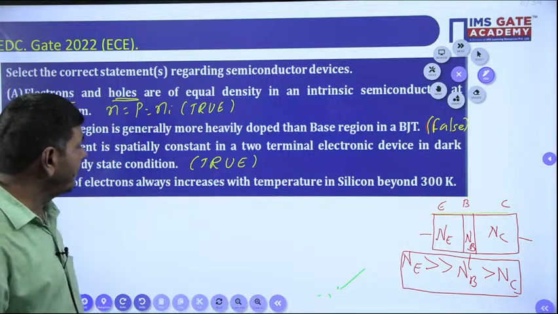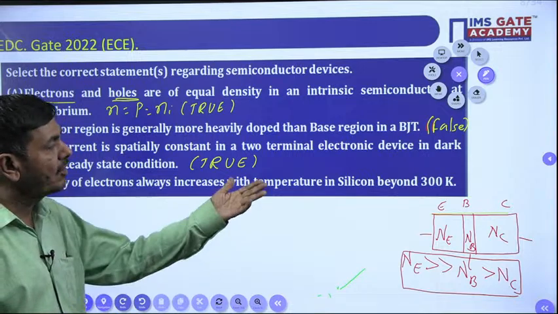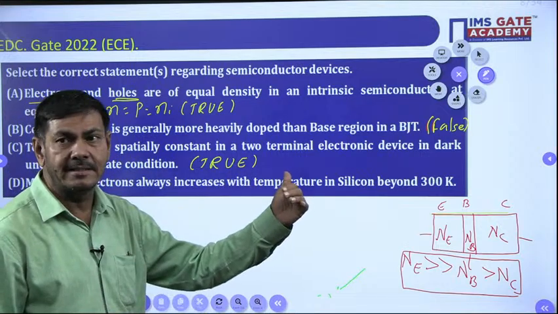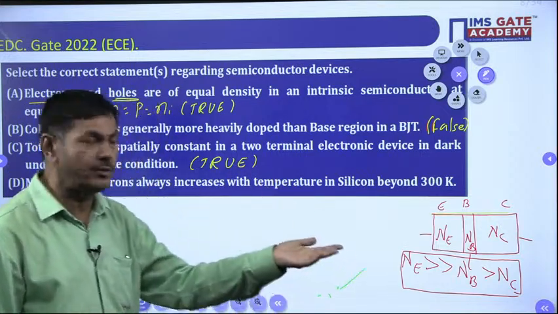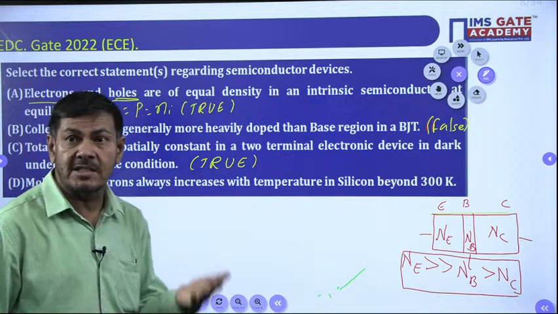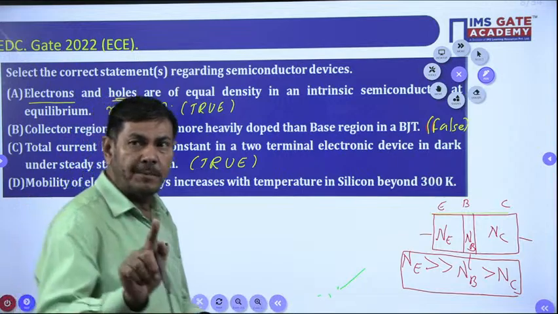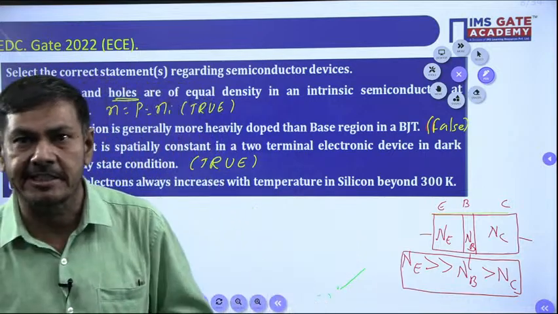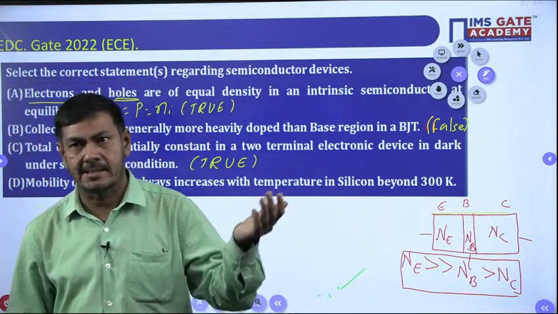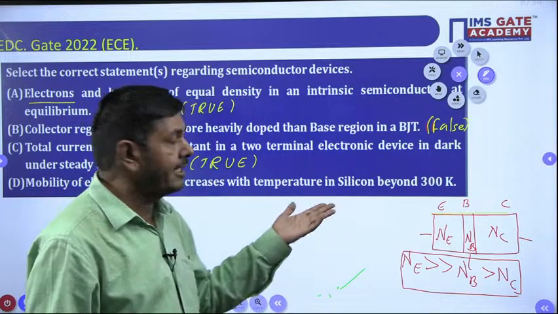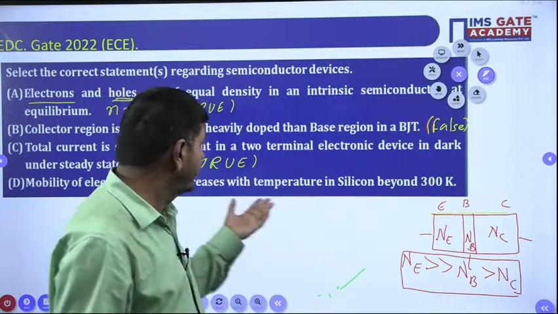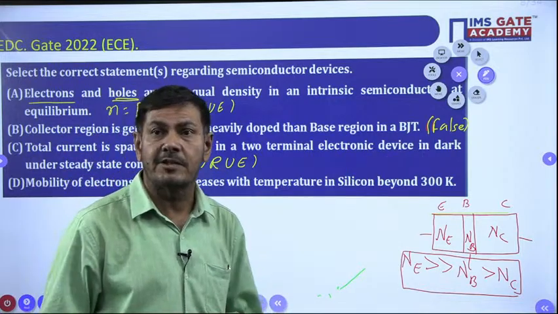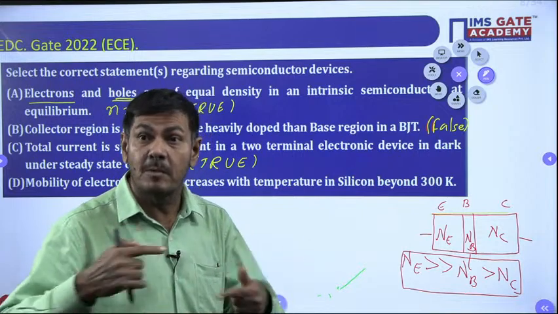And the mobility of electrons always increases with temperature in silicon beyond 300 Kelvin. That means if you increase the temperature beyond 300 Kelvin, he says the mobility of electrons also increases. We know very well that when we increase the temperature, mobility also increases, but that is up to some extent only, not for every temperature. If you maintain at less than or equal to 300 Kelvin, you can find a slow increase. Once it crosses 300 Kelvin, immediately what happens? Electron mobility will be decreasing.